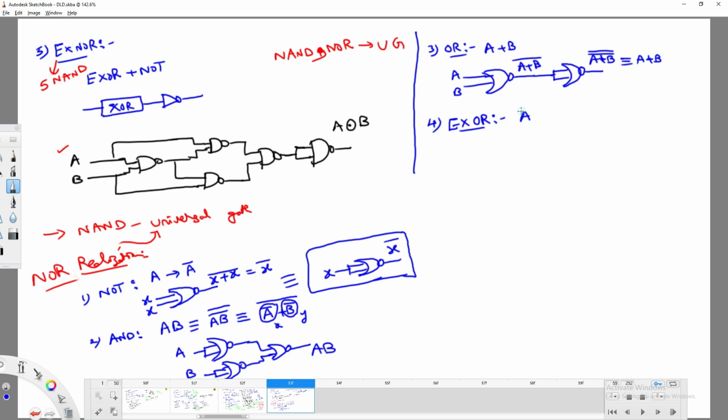XOR means A bar B plus B bar A, right? So here, to get the XOR gate, as in the earlier example, I will try to add two values, A bar plus B bar. Is there any problem? Nothing. Right? From this, I am going to take out the common: A bar plus B bar, plus A into A bar plus B bar, A bar plus B bar, right?